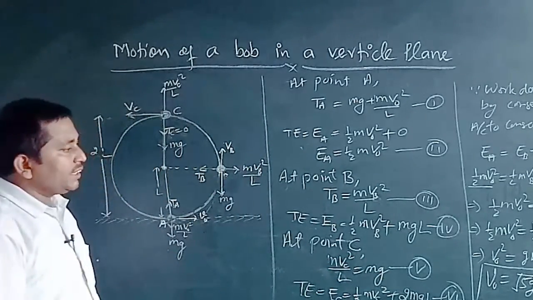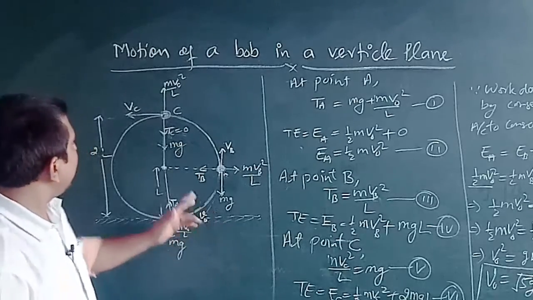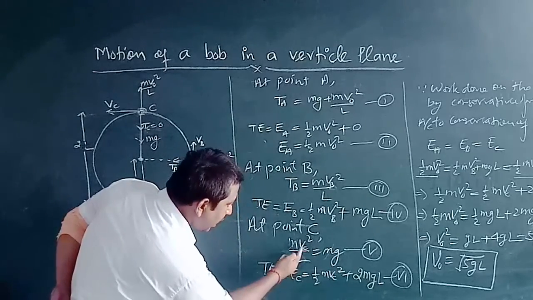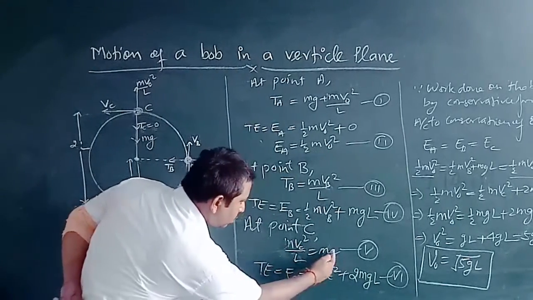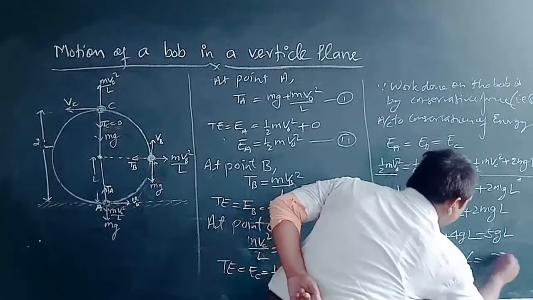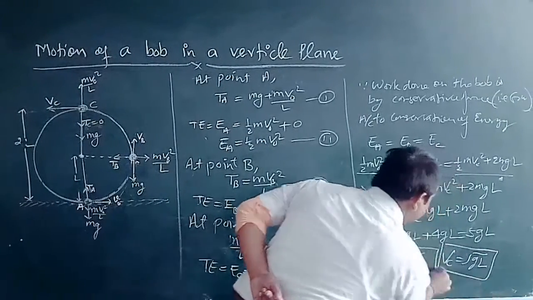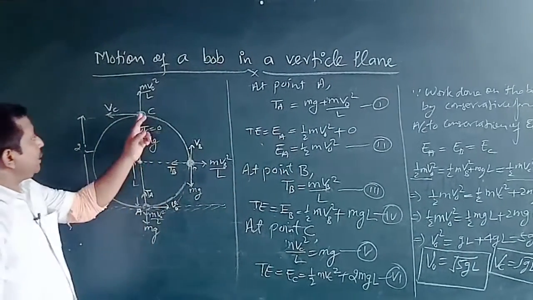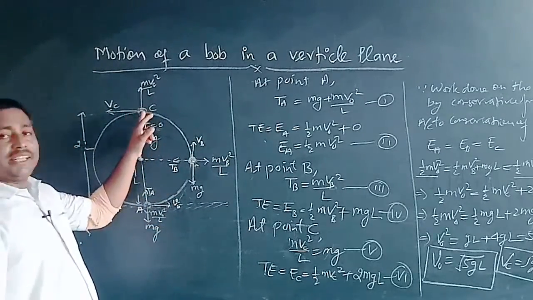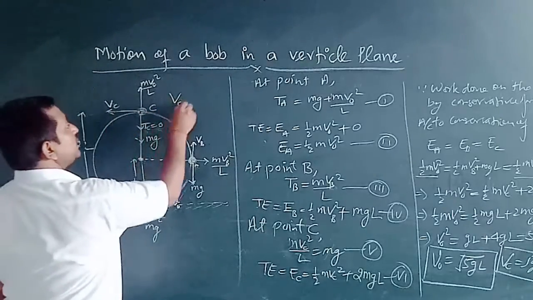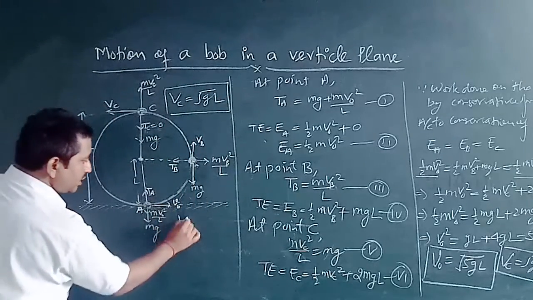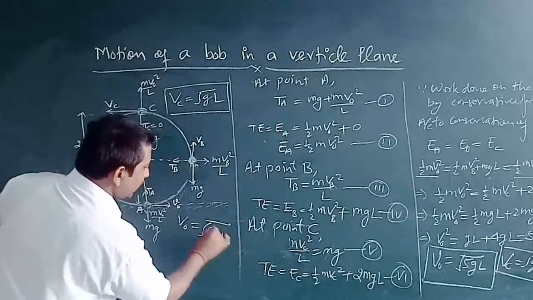Similarly, we can easily obtain the formula for the velocity at C. So m and m cancel out each other, and the value of vc is equal to root of gl. So from 5 we also get the value of vc is equal to root of gl. Okay, so what will be the minimum velocity of the bob at the topmost point, that is at point C? The value of v at C is equal to root of gl, and the velocity at this point, that is v0, is equal to root of 5gl.